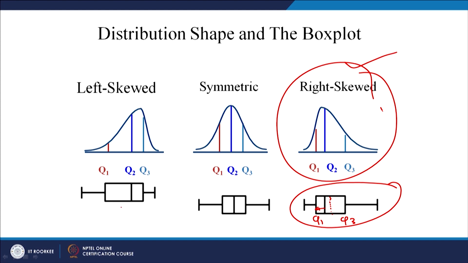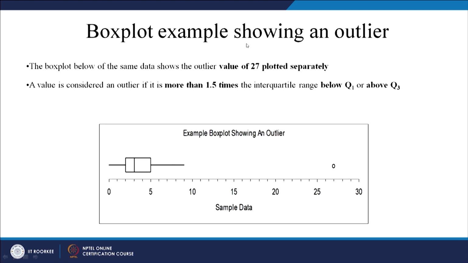Now, here if you look at this, this is towards Q3, so it is left skewed, and of course, in case of symmetric it would be in the middle of the box plot, right. So, this is how there is a relationship between box plot and distribution shape. Let us look at one more example.